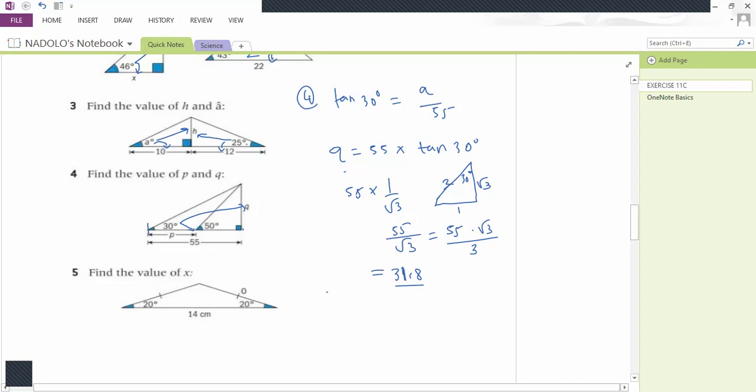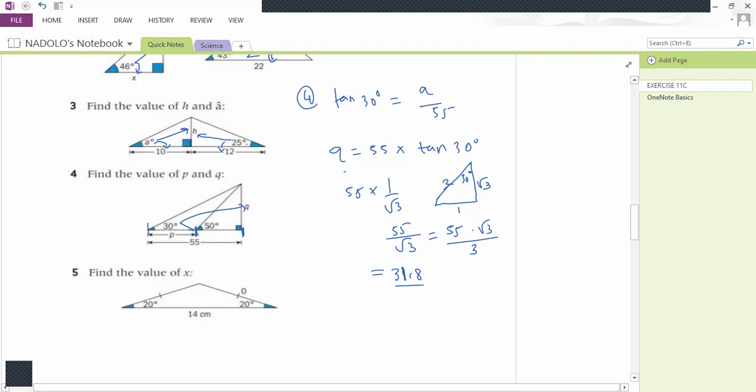And how do we get P? Now we will need to calculate what distance it is from here to here, where the 50 degrees is, so that we subtract from 55. And how do we do that? We can use the Q we have.